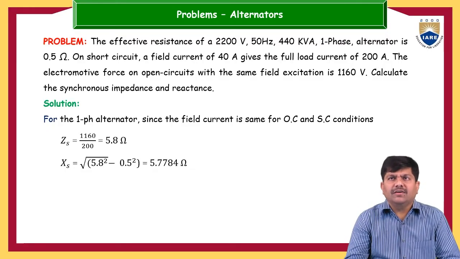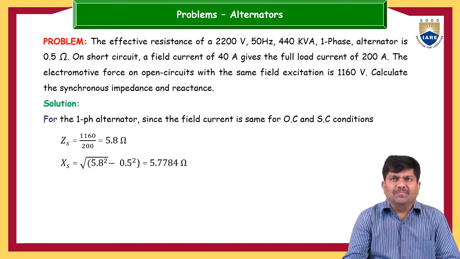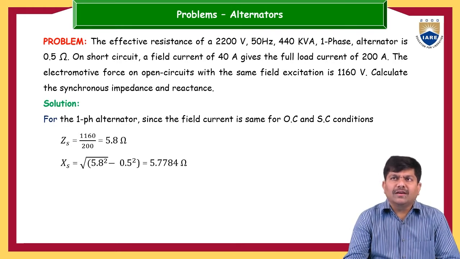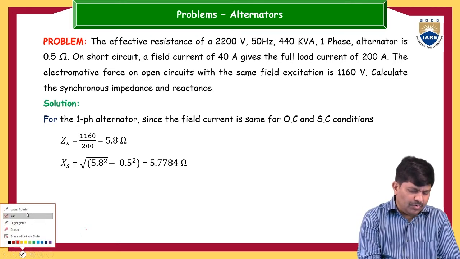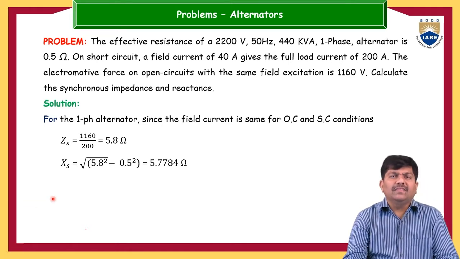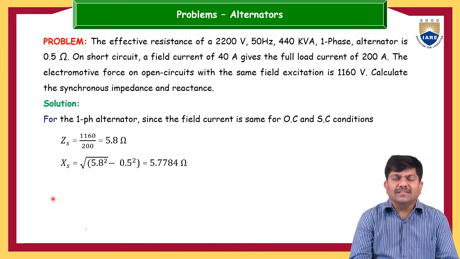The effective resistance of a 2200 volts, 50 Hz, 440 kVA single phase alternator is 0.5 ohm. Of course it is a single phase alternator, three phase alternator, no matter. The procedure to calculate the voltage regulation is the same. On short circuit test, a field current of 40 amps gives the full load current of 200 amps. What do you mean by full load current here? Full load means the armature is short circuited at itself. That will be the condition for full load.